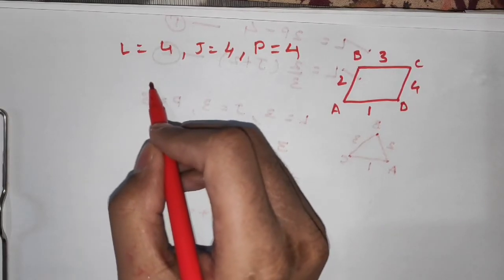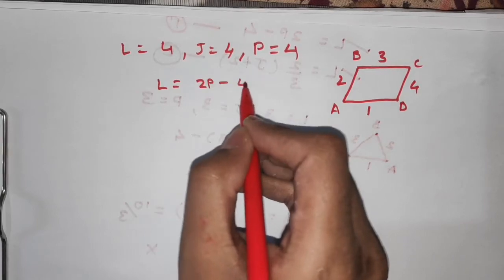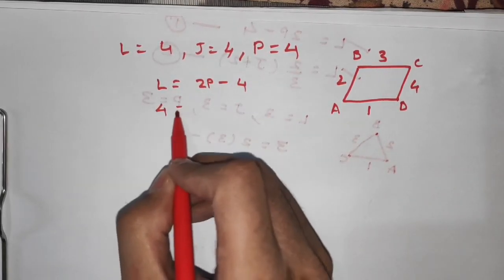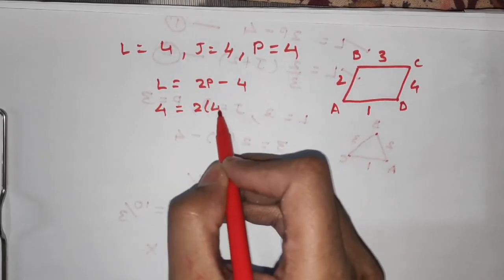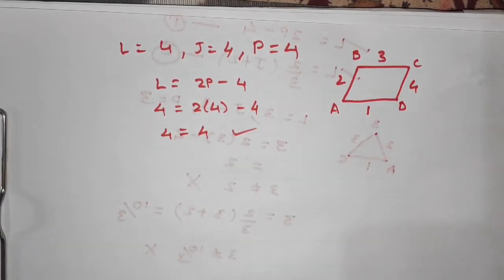So I'll write down that equation once again. The first equation is L is equal to 2p minus 4. So your LHS will be 4. So 2 into p value, which is 4, so I substitute 4 minus 4. So 4 will be equal to 4. So the first equation is satisfied.